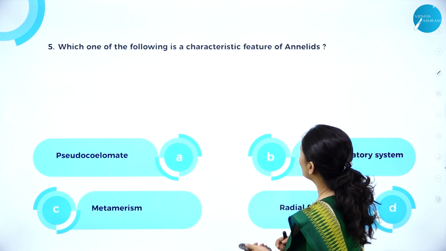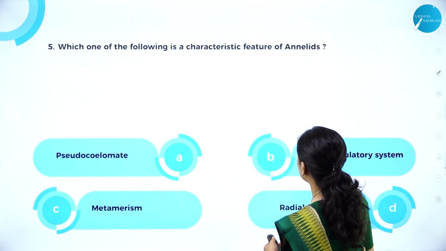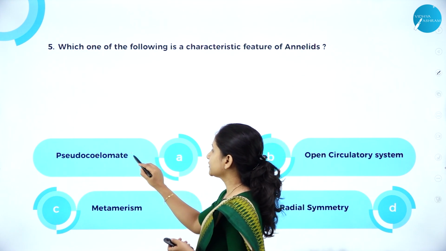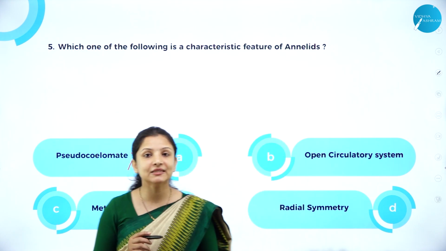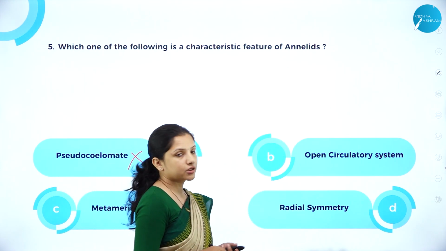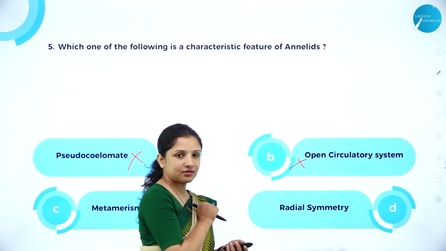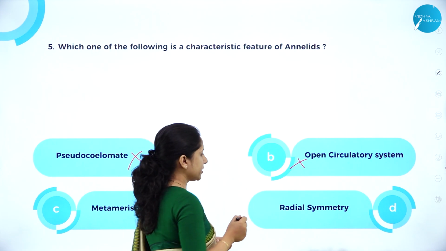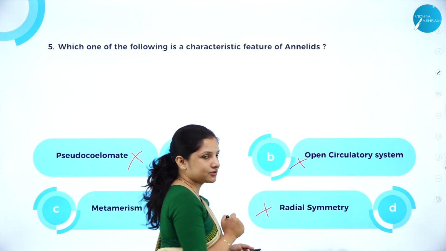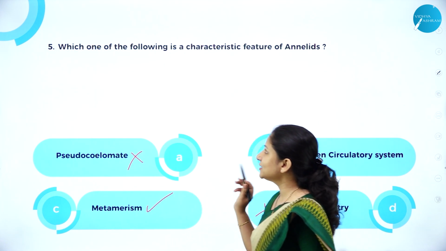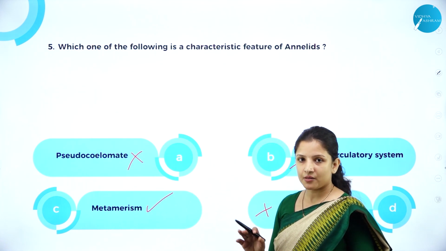Next, which one of the following is a characteristic feature of annelids? Pseudocoelomate? No, they're not pseudocoelomate because they are coelomates. Is it open circulatory system? No, because they have a closed circulatory system. Is it radial symmetry? Again, no, because they have bilateral symmetry. So what is the right answer? It is metamerism, because annelids exhibit metamerism.